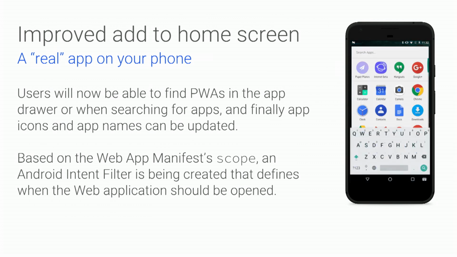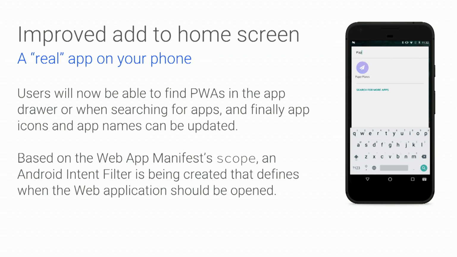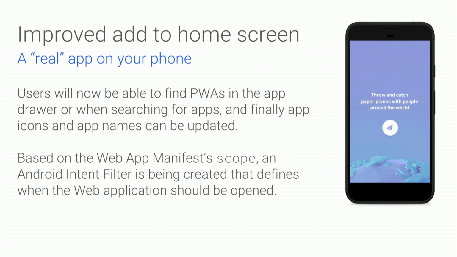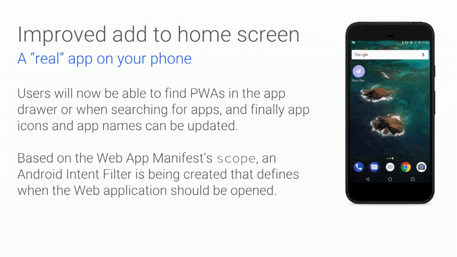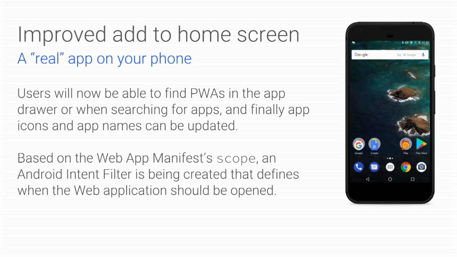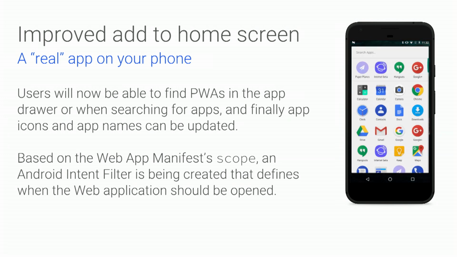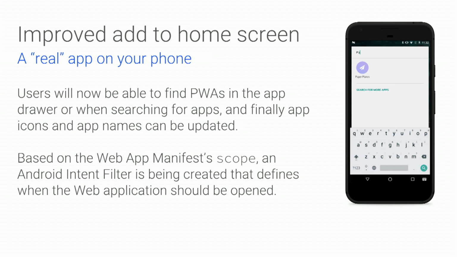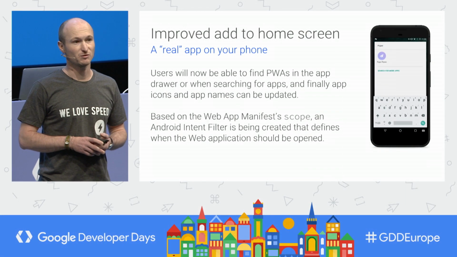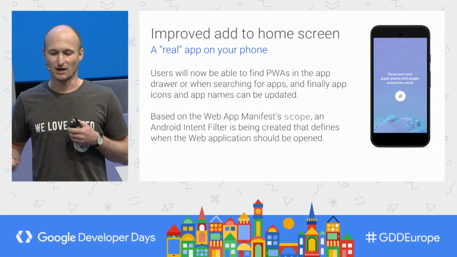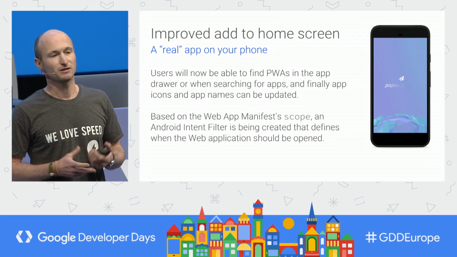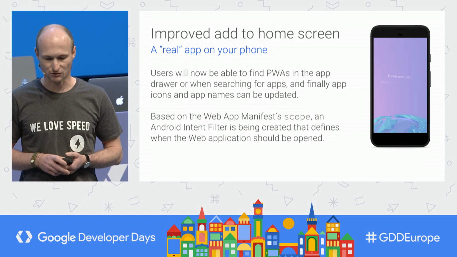For PWAs, we also have an improved add-to-home screen experience. When users install the PWA, they will now be able to find PWAs in the Android app drawer, just within all your other native applications. So they look and behave and finally react as true native applications. So you can just search for your app, find it in your app drawer. And this is something that a lot of developers have really been looking forward to. You can now also update the icon and change the application name after your application is installed.